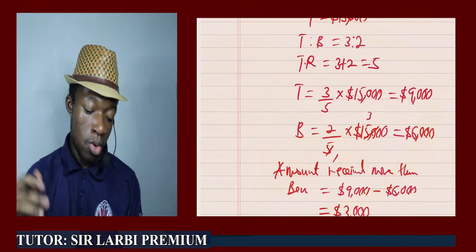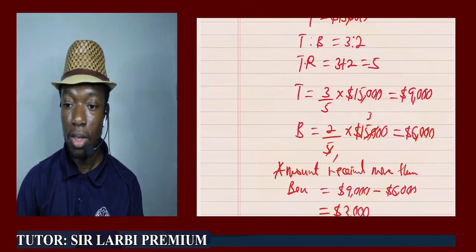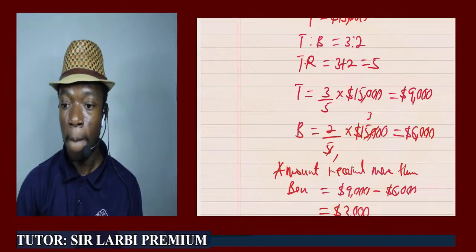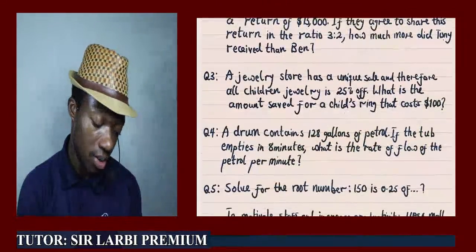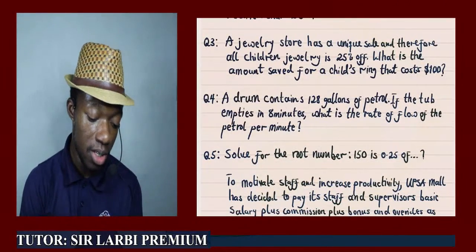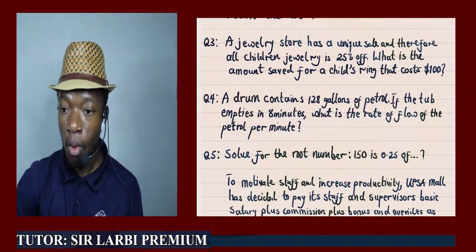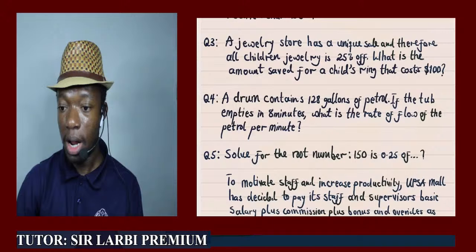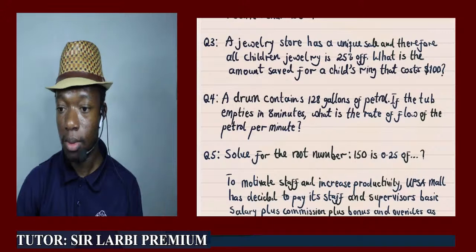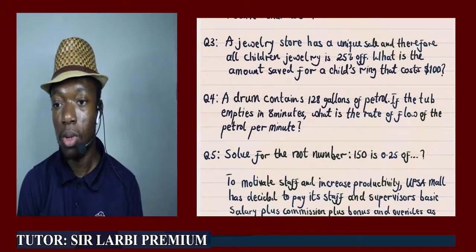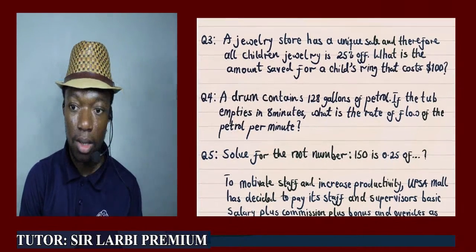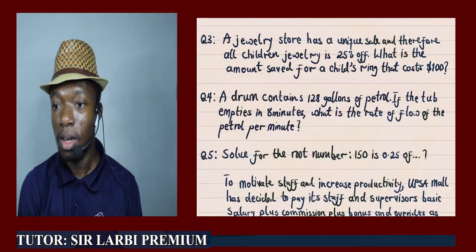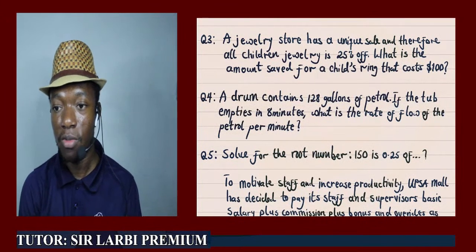Okay. Then what do we do? The next question here is question 3. A jewelry store has a unique sale and therefore, let me bring up this. Okay. A jewelry store has a unique sale and therefore all children's jewelry is 25% off.